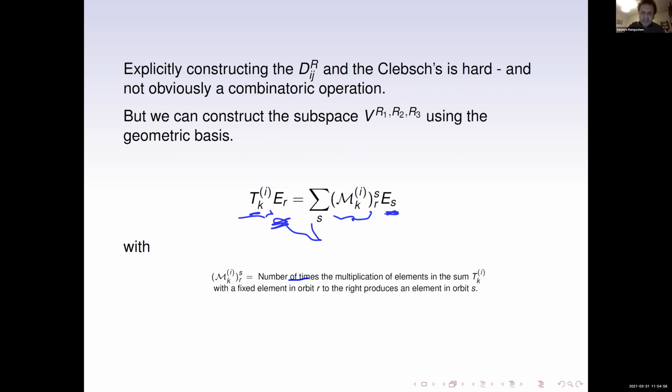These coefficients are the number of times the elements in that permutation sum, when you multiply with a fixed element in the orbit R, produce an element in orbit S. So this is an integer matrix. These tki get represented by integer matrices on the geometric basis.